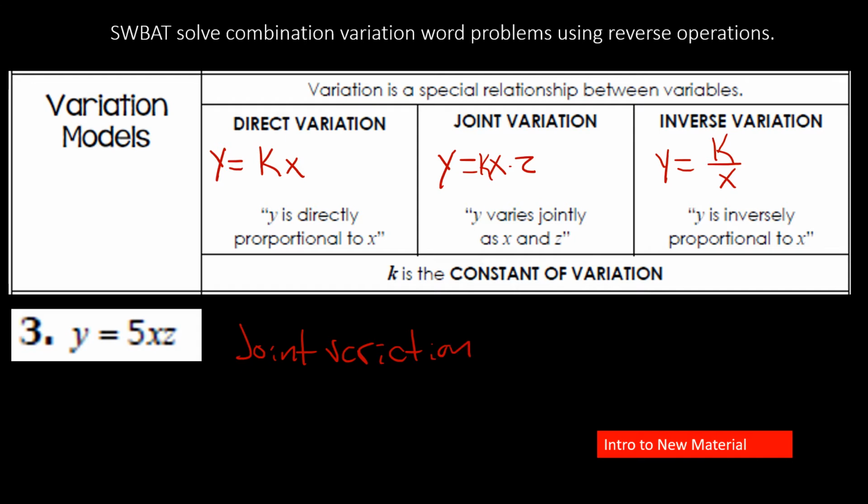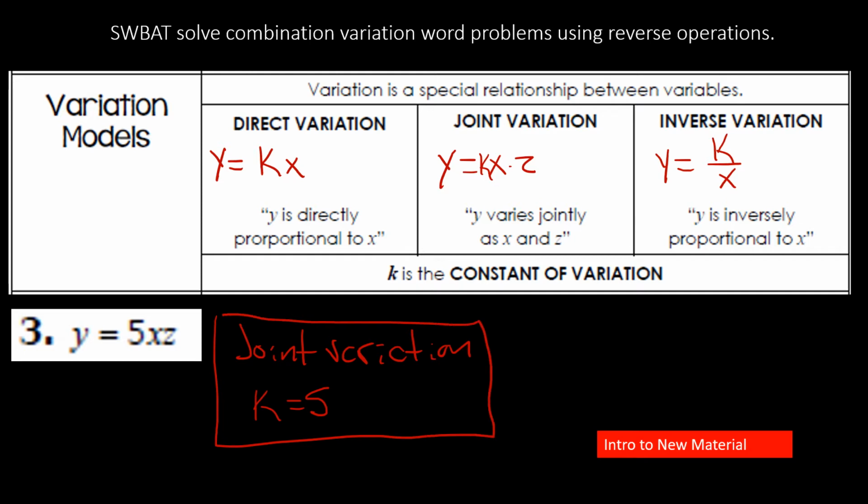Okay, and our k value, our constant of variation, would be a 5. This lines up to what we did yesterday. Let's go ahead and move on to our next scenario.